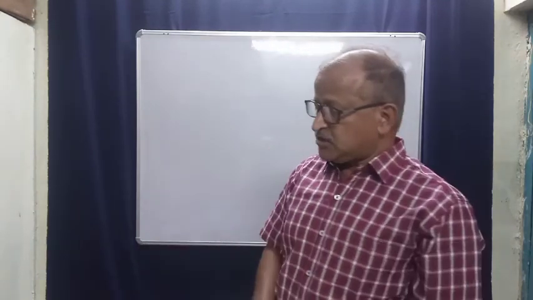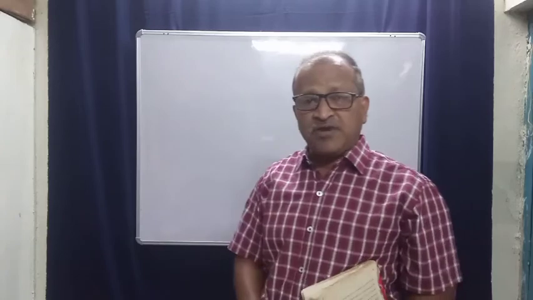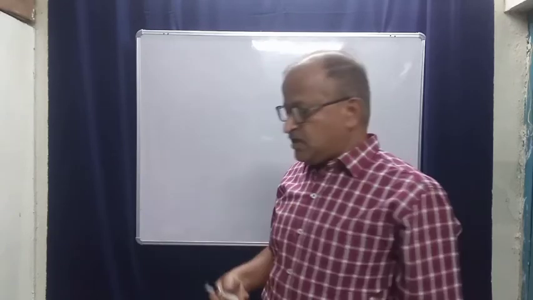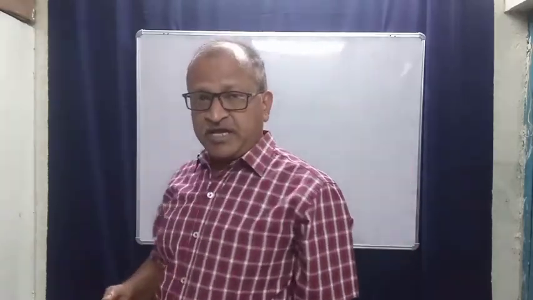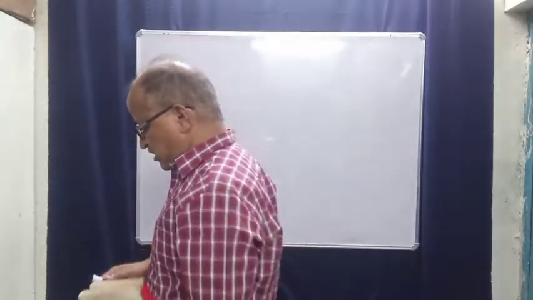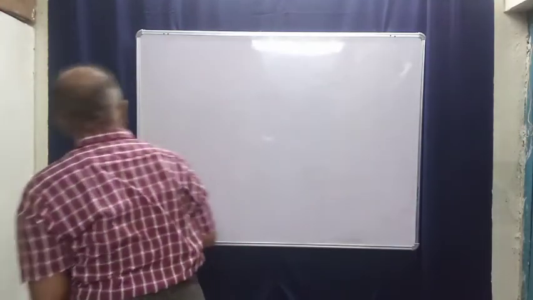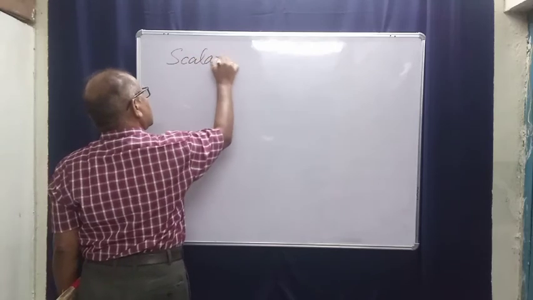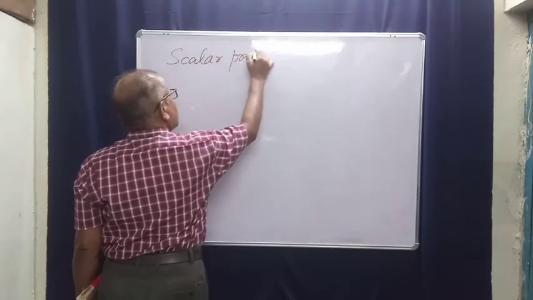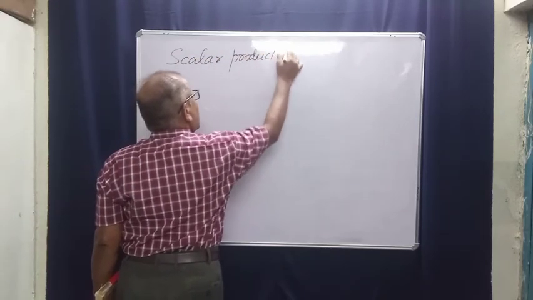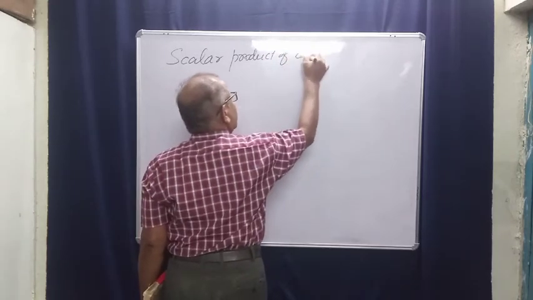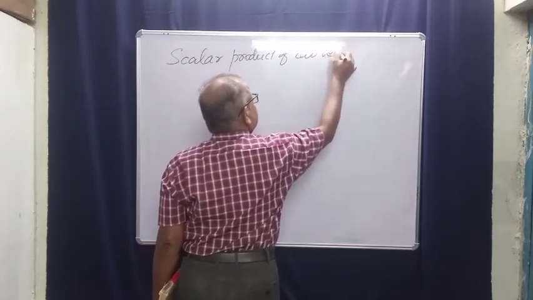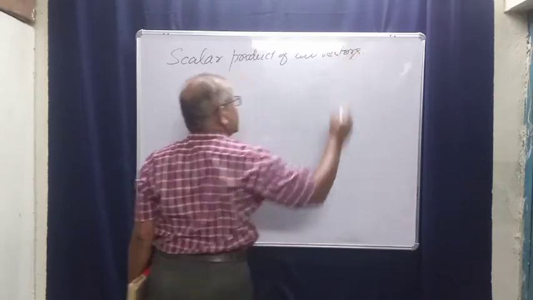We were discussing the scalar product of vectors. Let us revise that chapter again. Scalar product of two vectors, right?